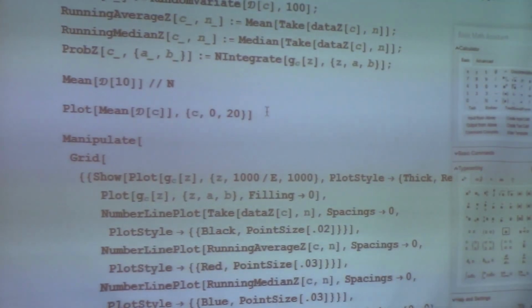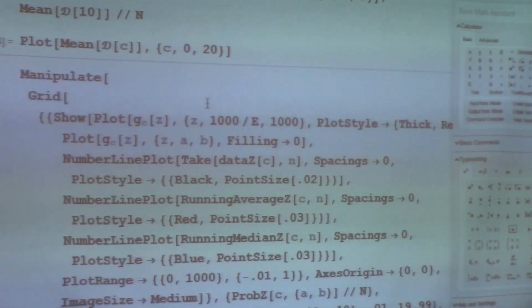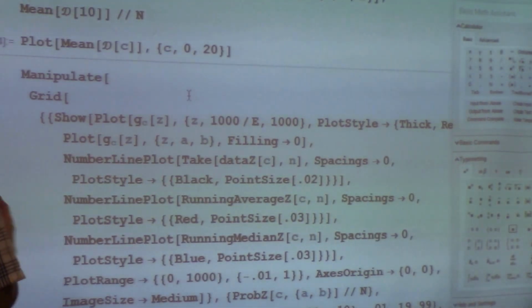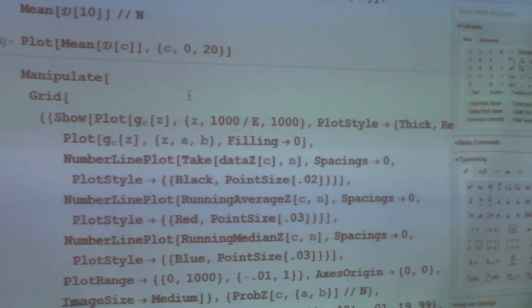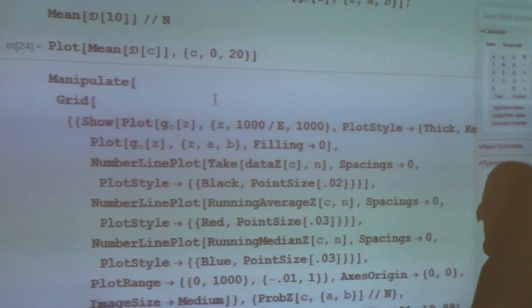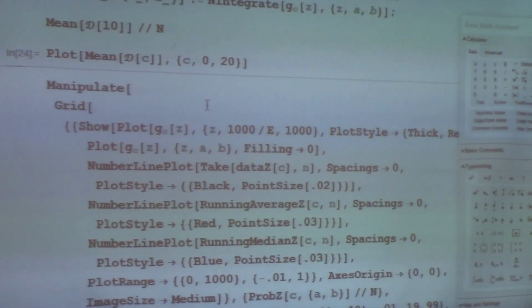Actually, I can plot the mean as a function of C. This takes a few seconds, but it does make a plot. Oh, wait. I did enter them. Takes a few seconds. It did make a plot on my computer. This is perhaps the most useful graph that I'm going to show you here, once it shows up.